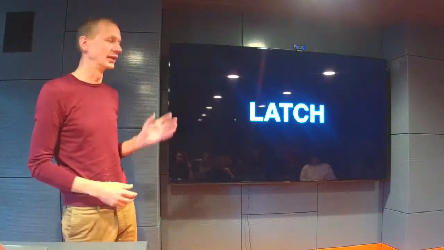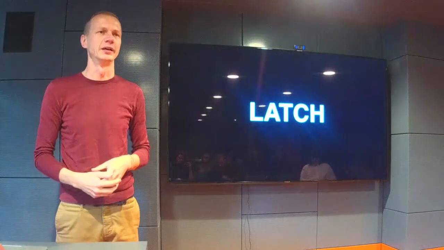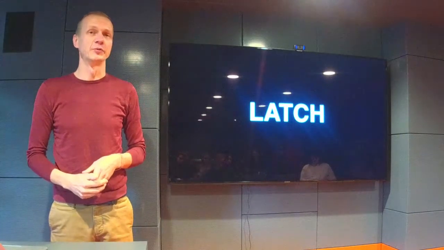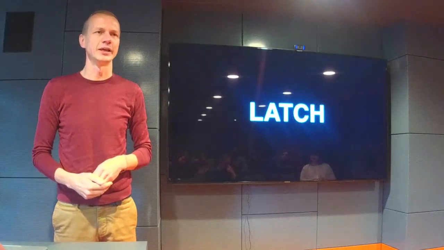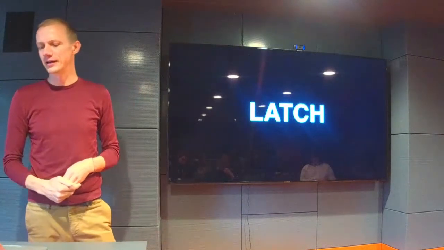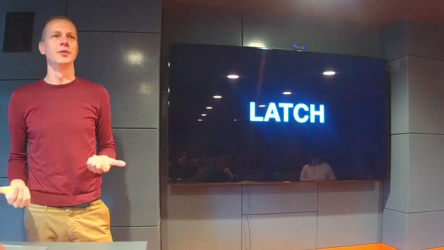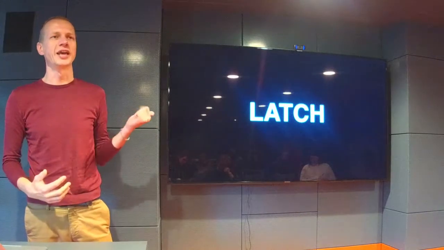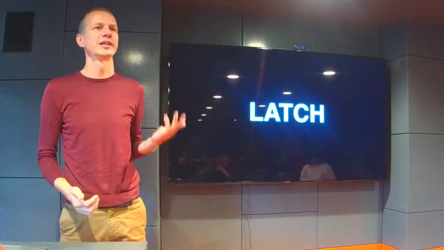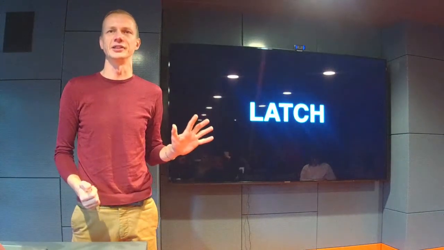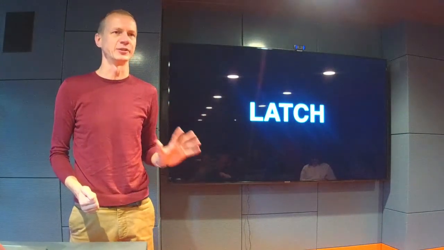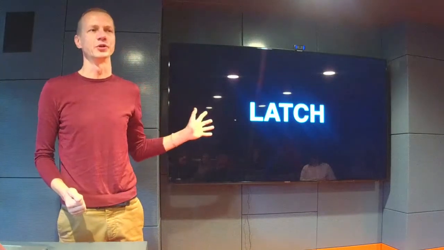This is called the Latch System. It's developed by Richard Saul Wurman. He's one of the founders also of TED, the TED Talks. Basically, Latch is an acronym for location, alphabet, time, category and hierarchy. And those are the 5 ways of organizing information. Any information set or data set fits into any of those categories.